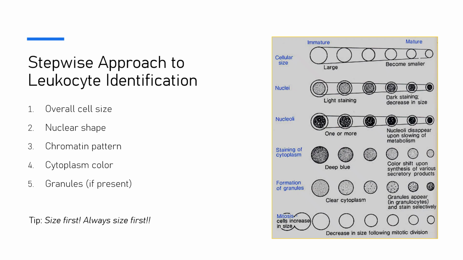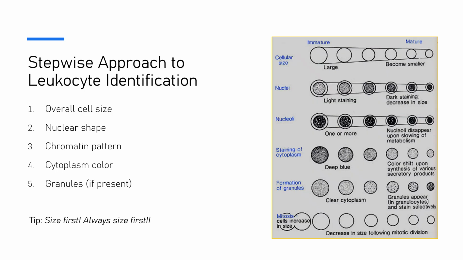Now let's break down a step-by-step strategy for identifying leukocytes on a peripheral smear. And here's the most important rule, the one I repeat constantly in the lab. Size first. Always size first. Before you look at anything else, determine how large the cell is relative to nearby red blood cells. Red cells provide a built-in reference scale on every smear.